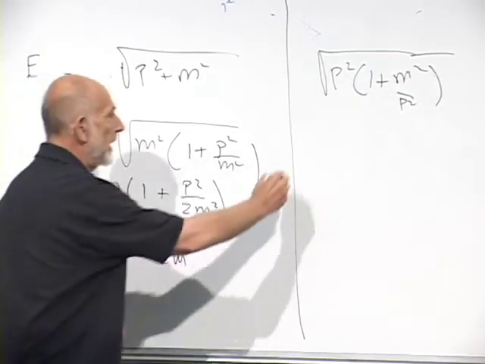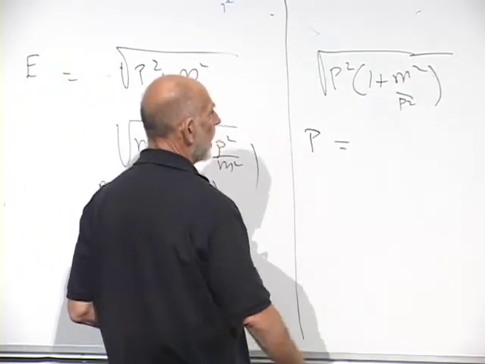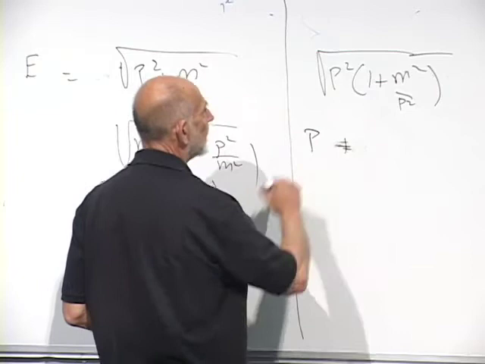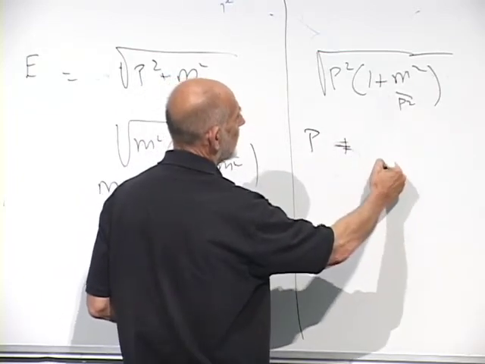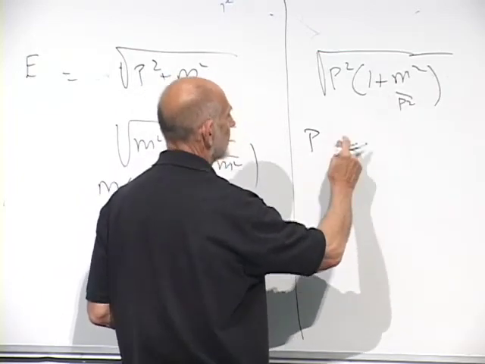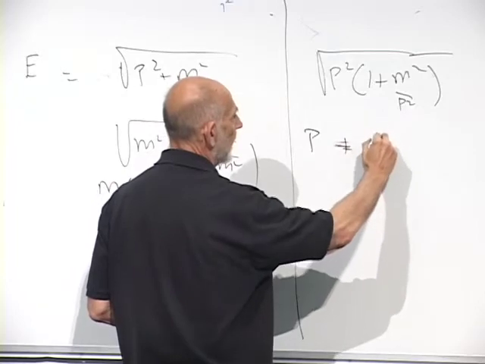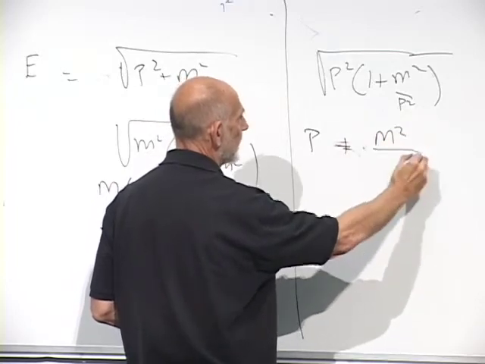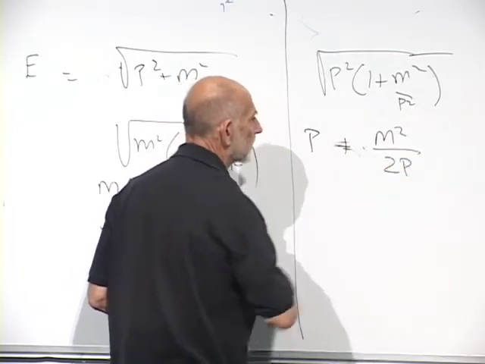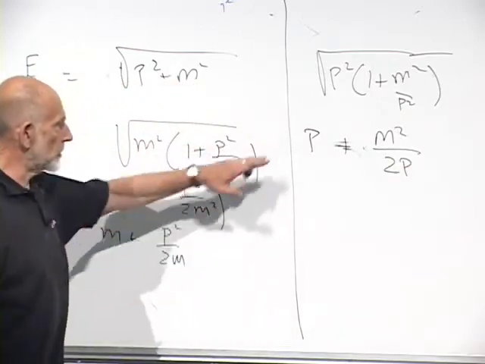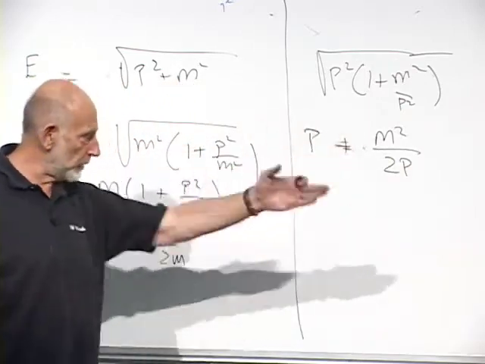Which is p plus, did I do that right? Yeah, p plus m squared, I think, over 2p. All right. Now, this is the momentum along the direction that we did the boost.